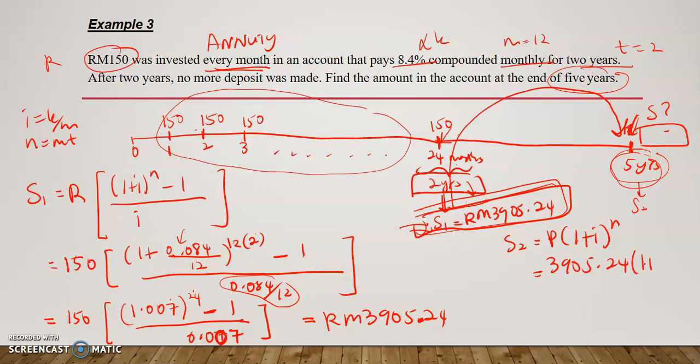3905.24, 1 plus I is 0.084 divided by 12. Power of n. N is M times T, where M is 12. T is, what is T? The S1 value is at T equals to 2. But now we want the S2 value where S2 is at T equals to 5. So T from here to here is only 3 years. So 12 times 3.